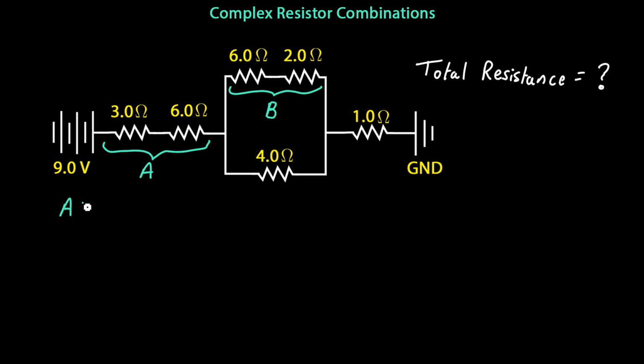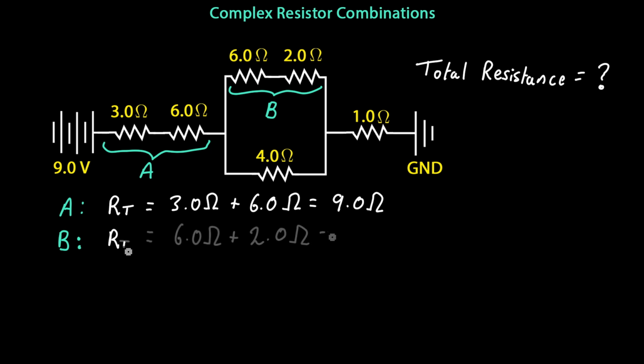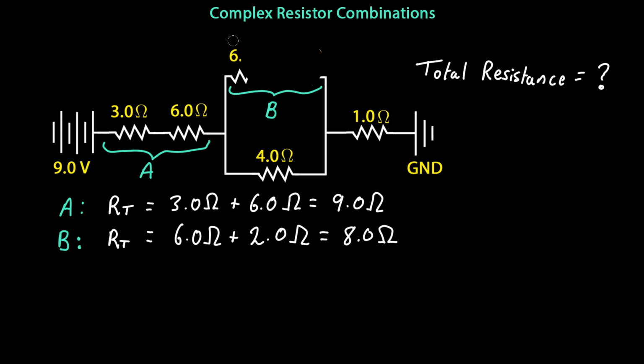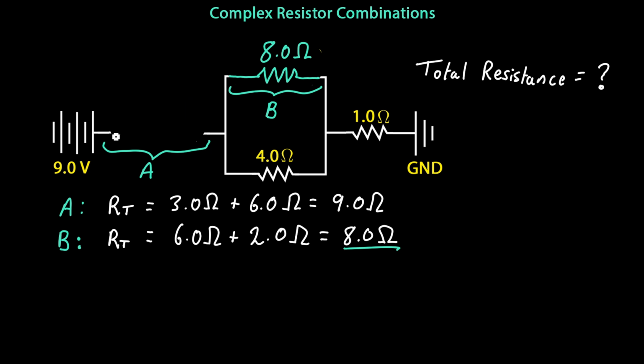So the equivalent resistance or total resistance of Group A is the sum of these two resistors. 3 plus 6 equals 9 ohms. And for B, we have 6 plus 2 ohms, which is 8 ohms. So now we can replace Group A and Group B with single resistors of values 9 ohms and 8 ohms respectively. And these are the equivalent resistances of those resistors connected in series.